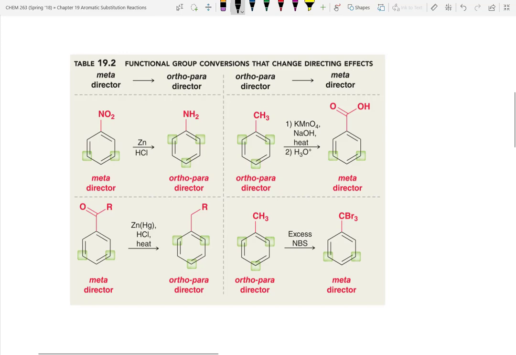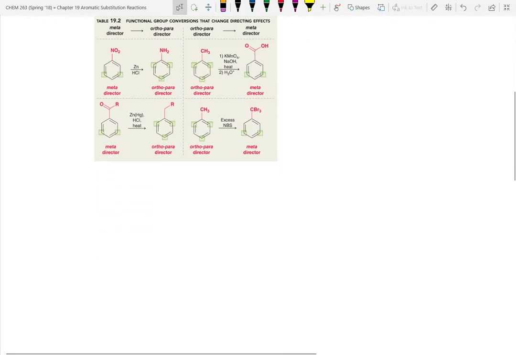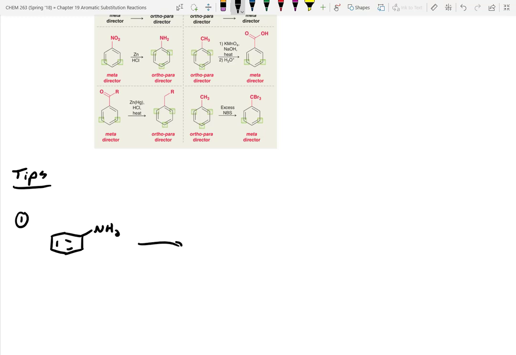There's two main things I want you to pay attention to anytime you're doing synthesis problems, though. And here's the first one. The first one is one that isn't talked about very heavily in your textbook. But if you have aniline and you try to nitrate it, do you think it would go ortho or para? Or both, or would it go meta?